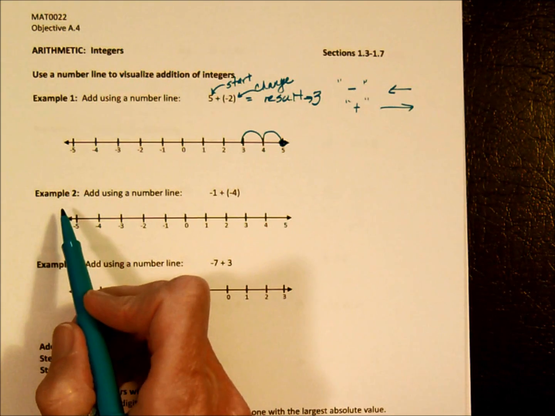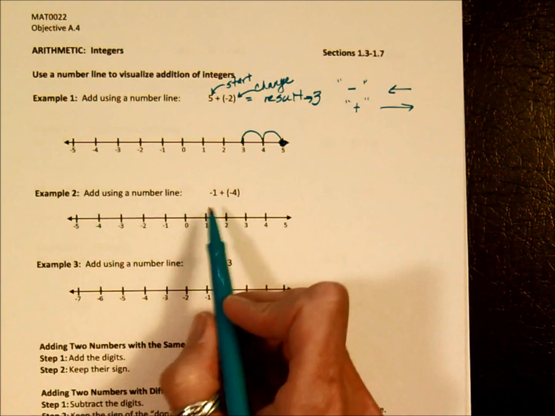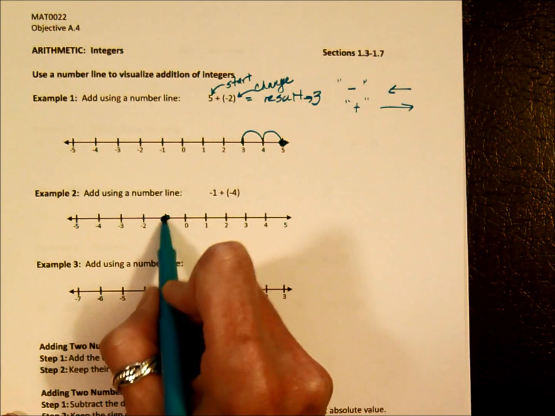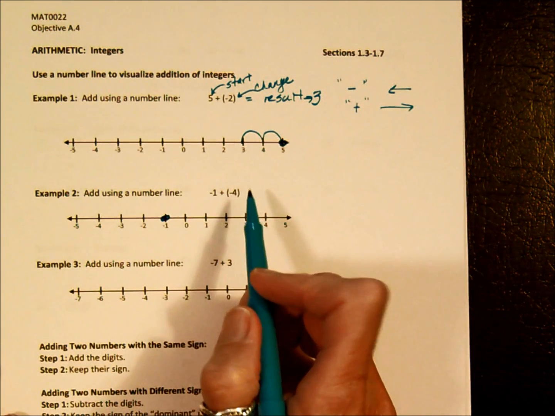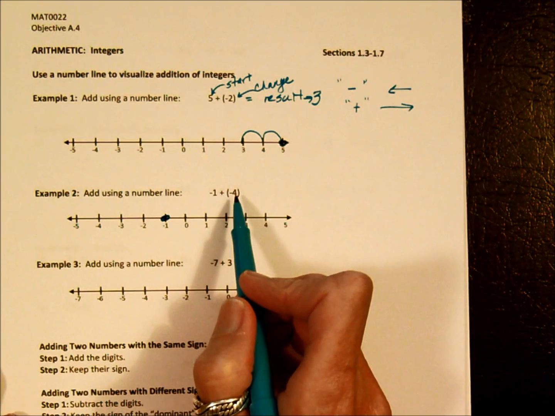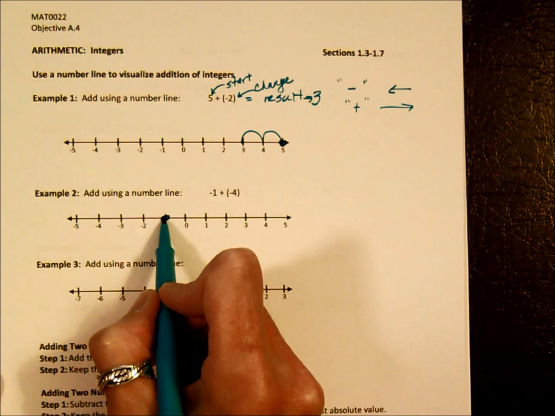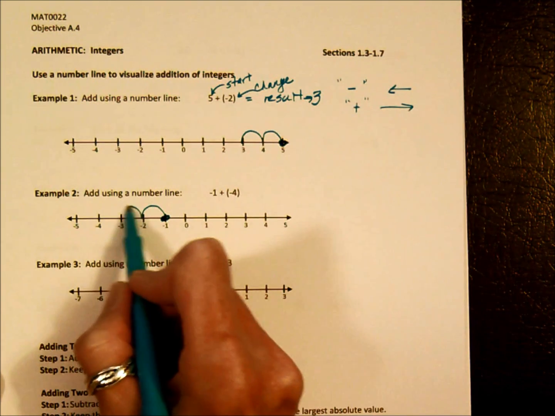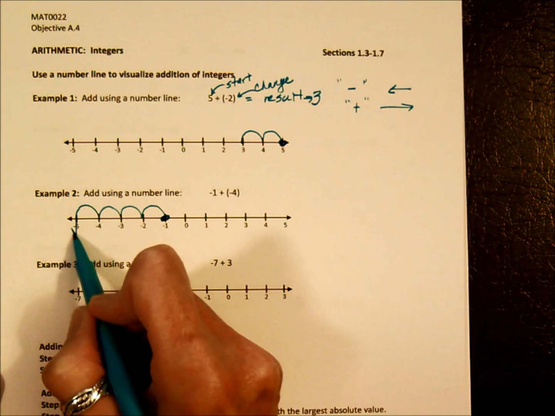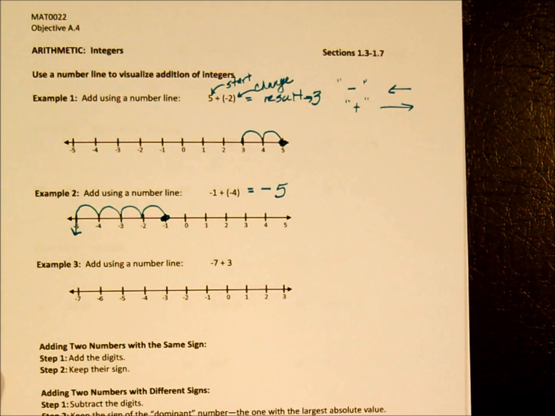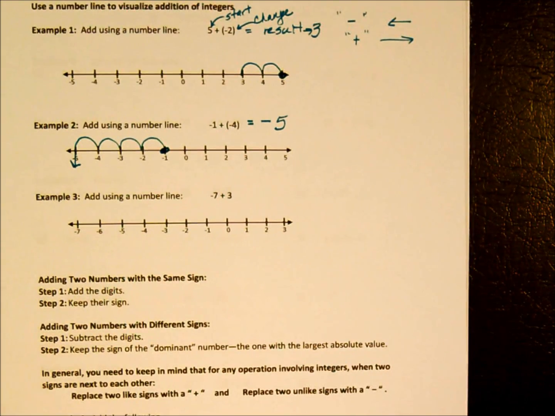All right, let's look at the second one, again using a number line. Here it is telling us to start at negative 1, and we want to change by negative 4. So we start at negative 1 and we change in the negative direction 1, 2, 3, 4, and we land at negative 5. Now we'll generalize these rules shortly, but I just want you to see it on a number line first.